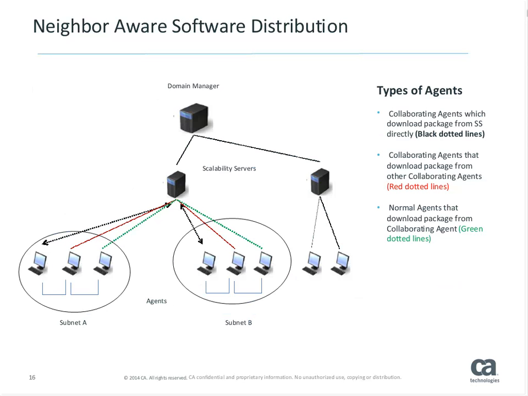Okay, so the basic architecture of the way neighbor aware is going to work is, typical to the environment today, you have the domain manager and you have the scalability servers. The scalability servers are each associated with agents. But the payload, if you look in the bottom left corner, you have the two little circles. The payload is coming from agents in the neighborhood. So the payload does not have to go over the scalability server link, which, as I said, may be located over a WAN segment somewhere else.